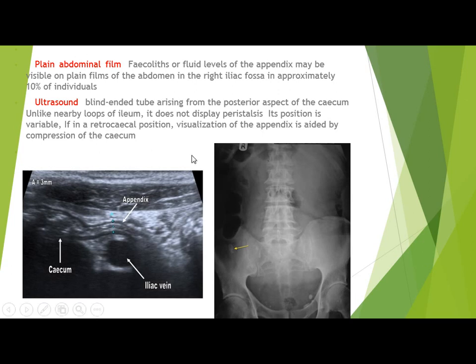On the plain abdominal film, you can see a fecalith or fluid level in about 10% of individuals. On ultrasound, this is a blind-ended tube arising from the posterior aspect of the caecum. This is the caecum, this is the appendix, and it's anterior to the iliac vessels. This is the typical case, but unfortunately, most of the time it's not typical. This picture is typical. Nice. In case of retrocecal position, graded compression of the caecum is needed to visualize the appendix.